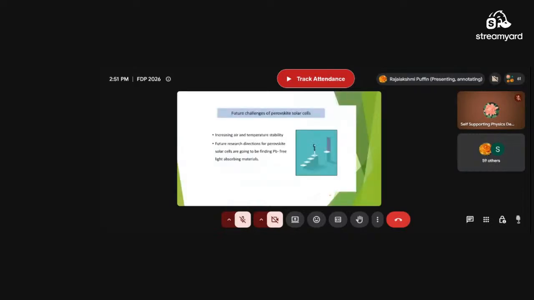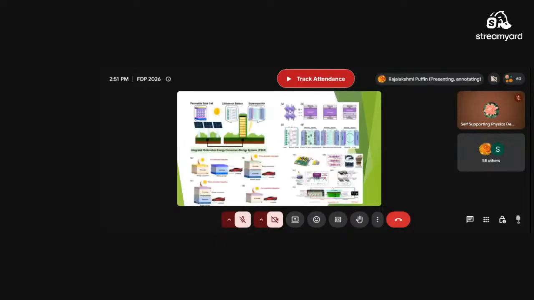Okay, and this is my future challenge for the perovskite solar cell: increasing the air and temperature stability. We can use this one. Like that, we can go for finding lead-free light absorbing material. And here I have summarized some applications. Here we can look at this, something like integrated photovoltaic conversions.